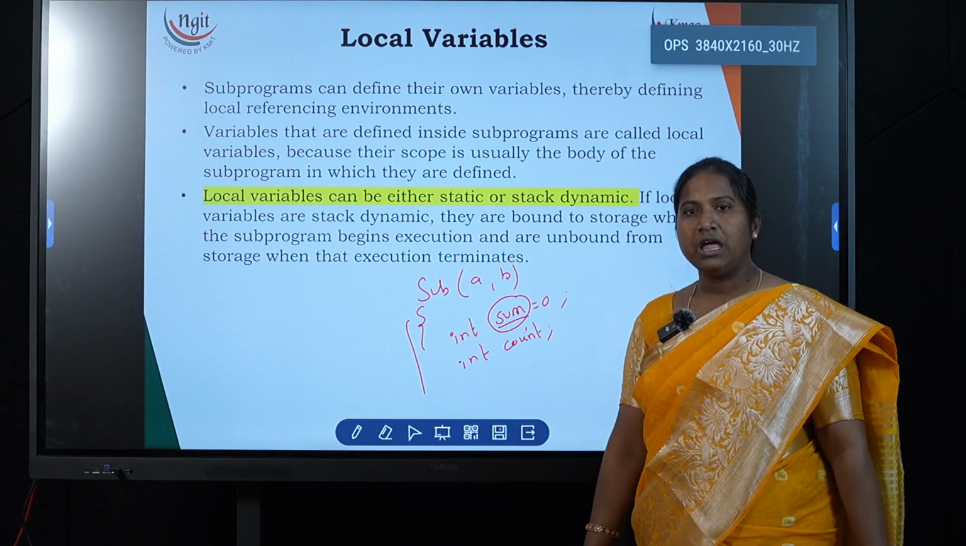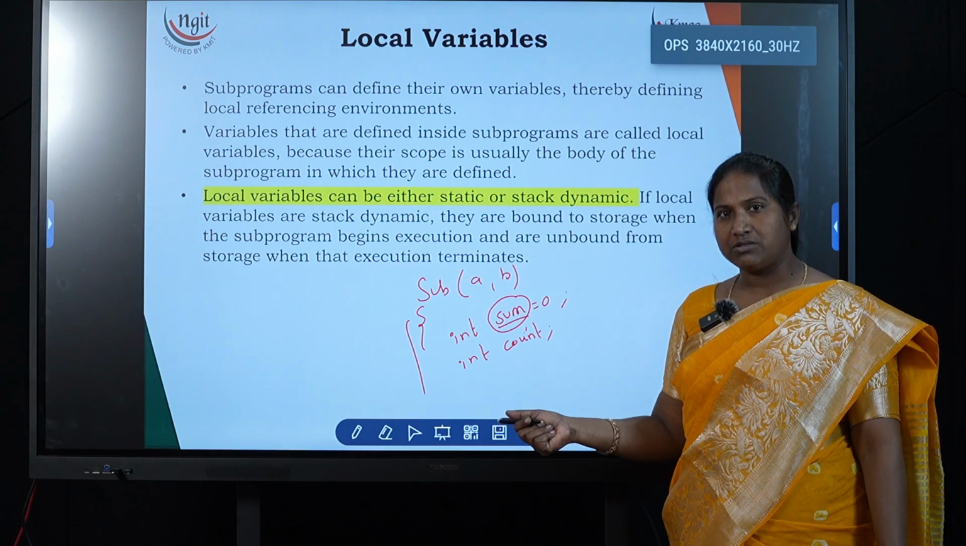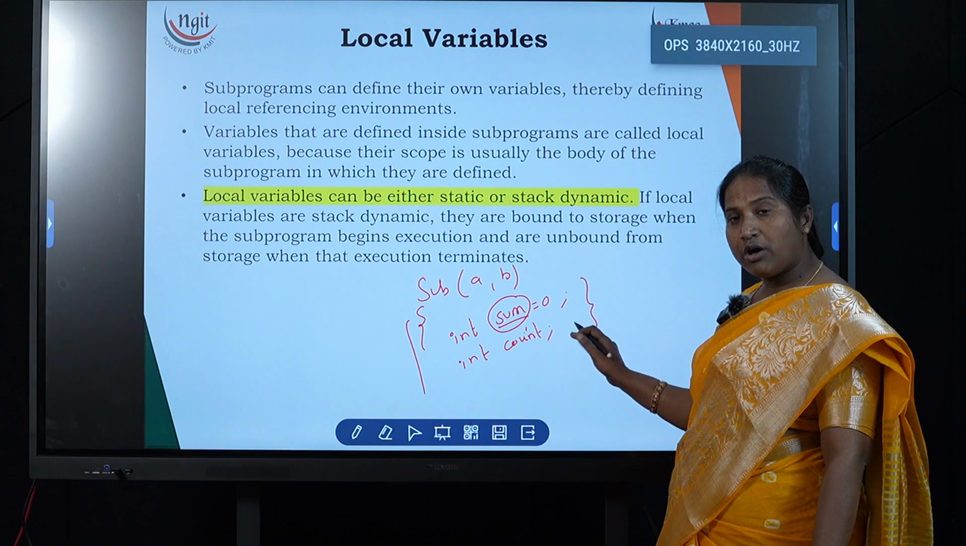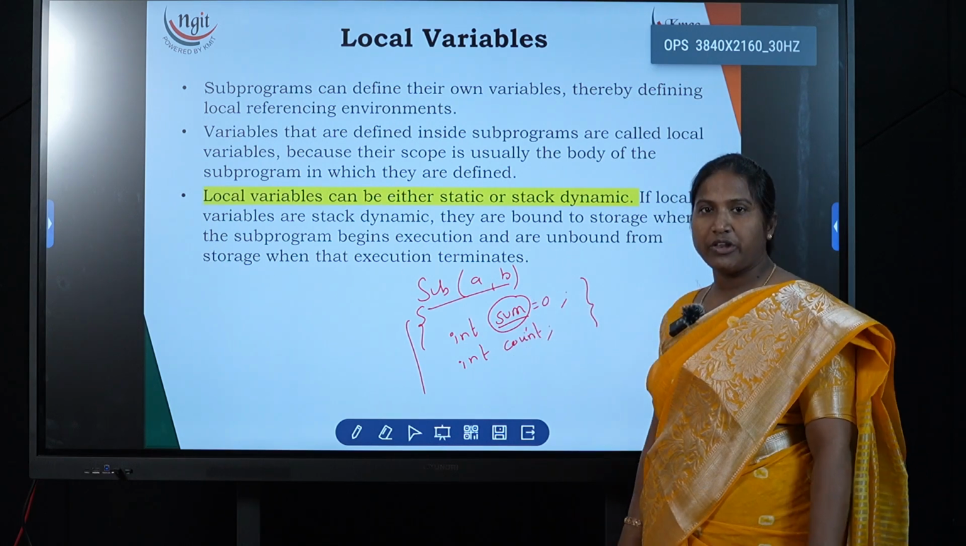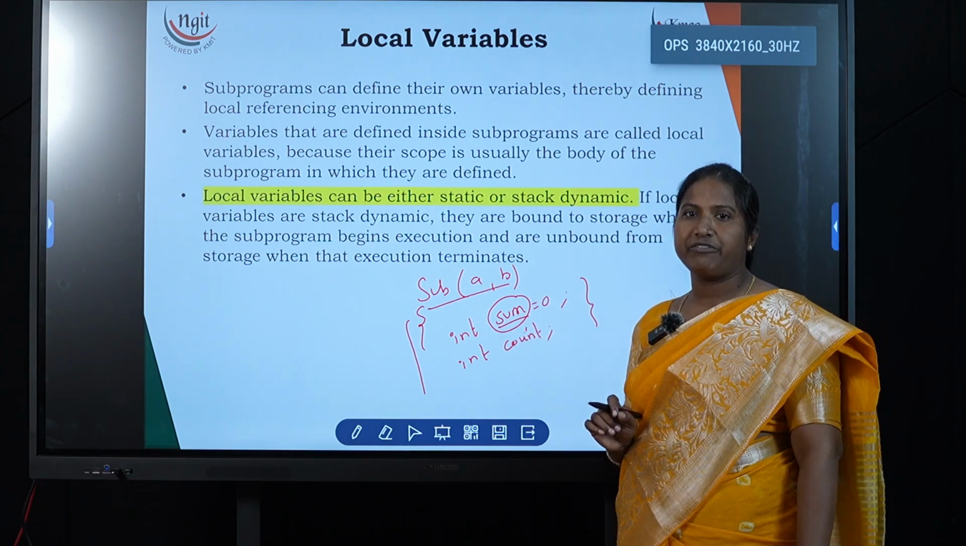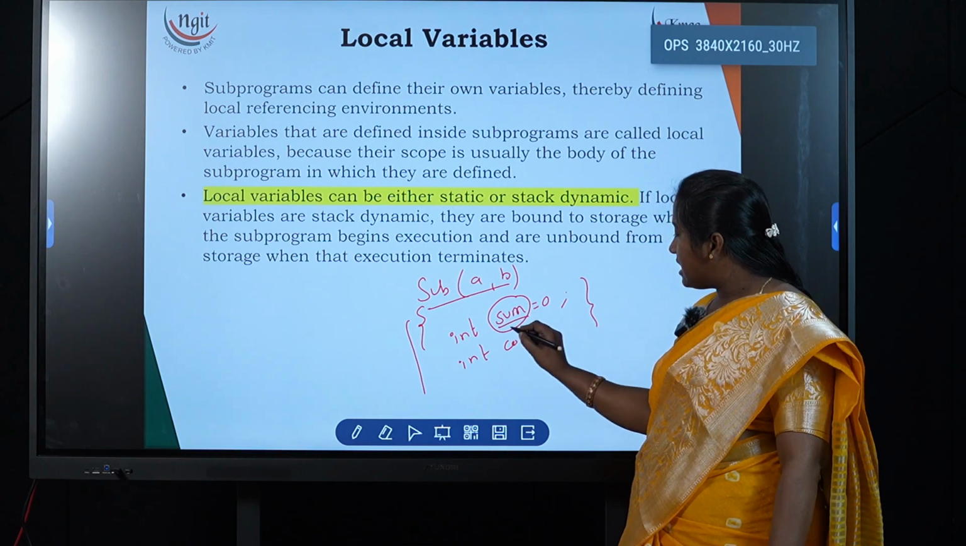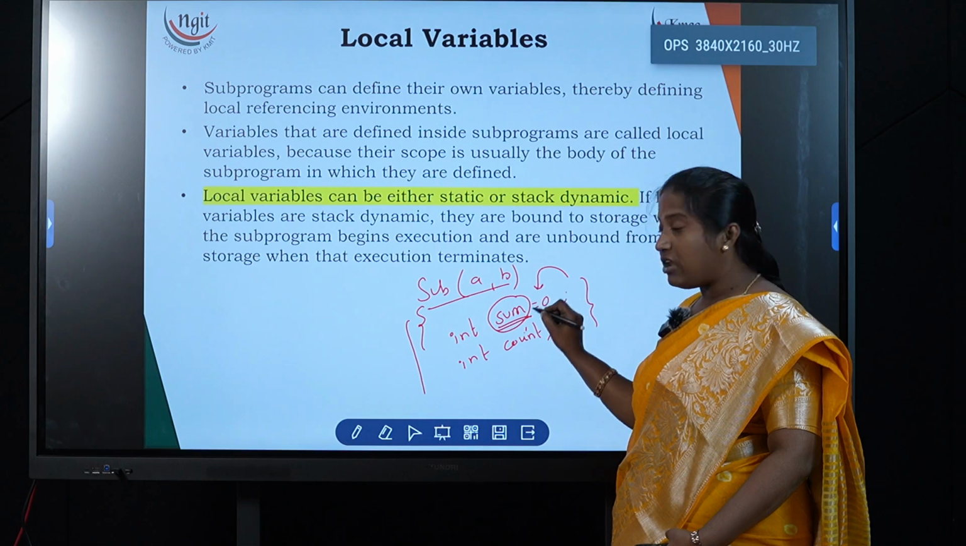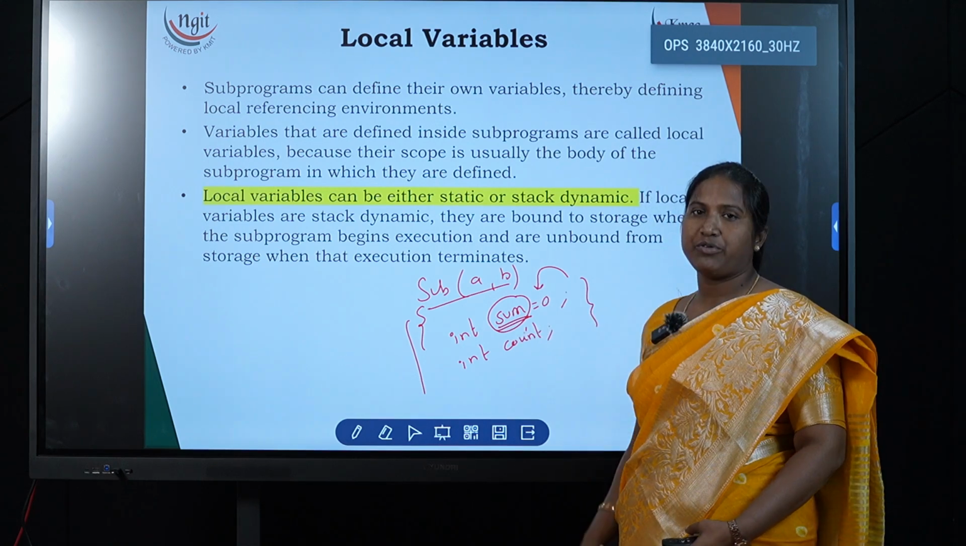Count semicolon. Did you find the difference between these two? Those two are variables and these two are own variables of the subprogram. But what is the difference we found? The difference is sum is a local variable. The value of the sum is already mentioned in the subprogram.